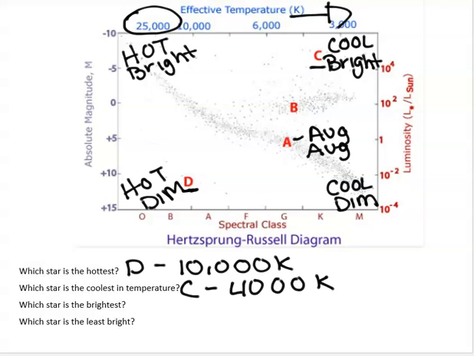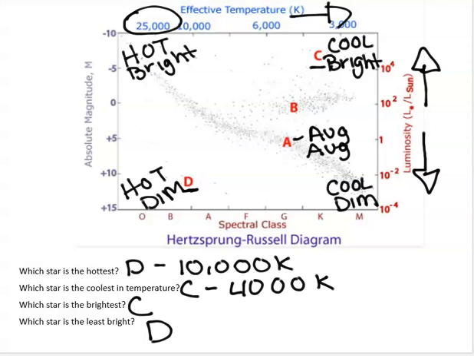Okay, for the brightest star, we want it to be the highest up, so that is also C. And the least bright star is going to be the furthest down, and that is going to be D.